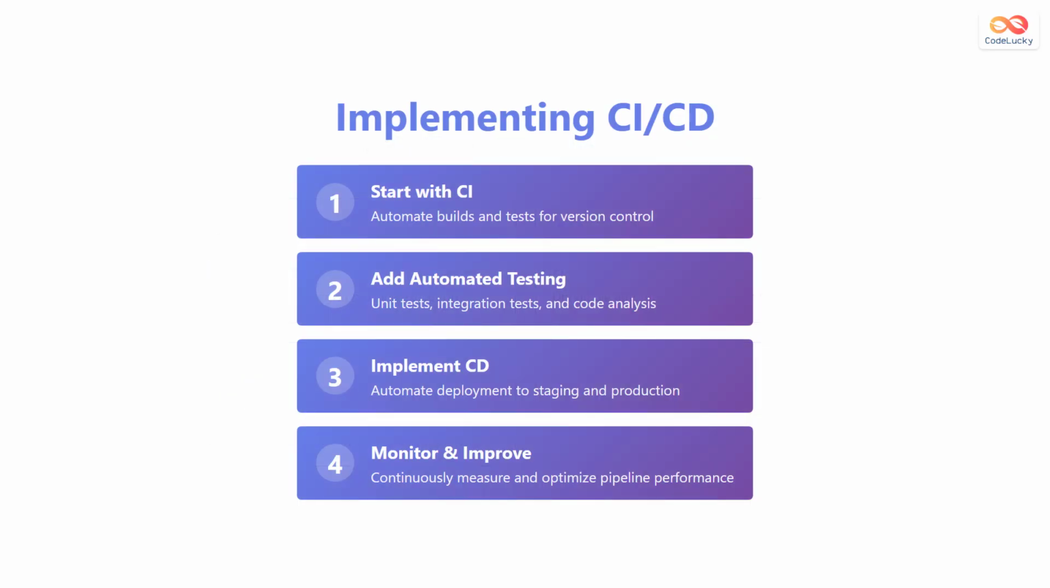When implementing CI/CD, follow a structured approach. First, start with CI. Automate builds and tests for your version control system. Get comfortable with continuous integration before moving to deployment. Second, add automated testing. Implement unit tests, integration tests, and code analysis to ensure quality. Third, implement CD. Automate deployment to staging and production environments. Finally, monitor and improve. Continuously measure your pipeline performance and identify opportunities for optimization. By following these steps, you'll build a robust CI/CD pipeline that benefits your entire organization.